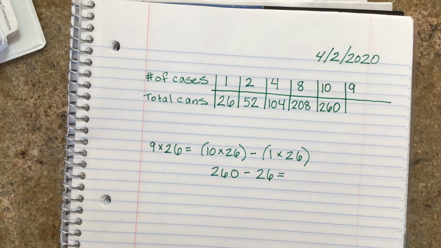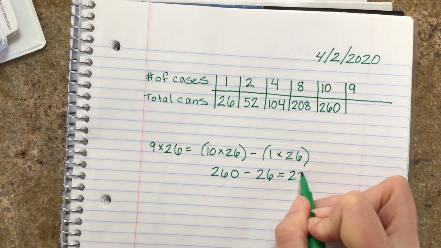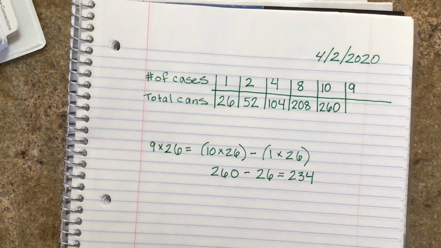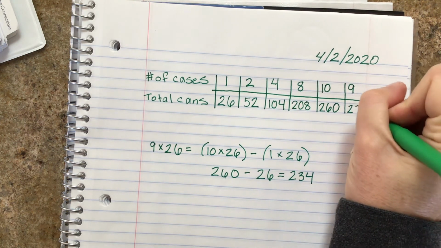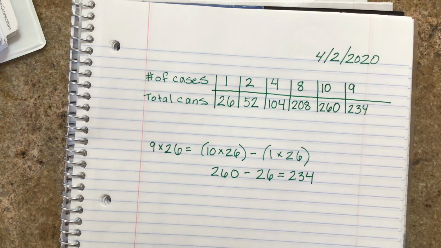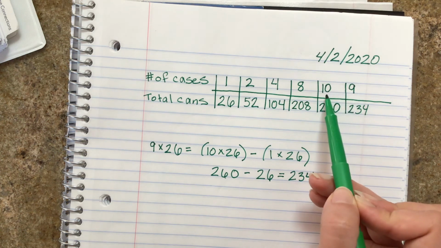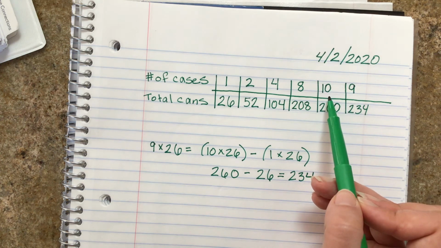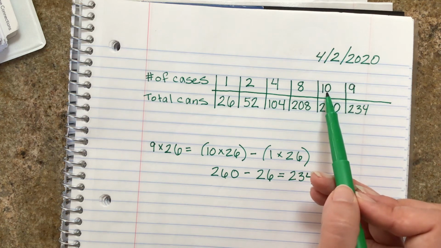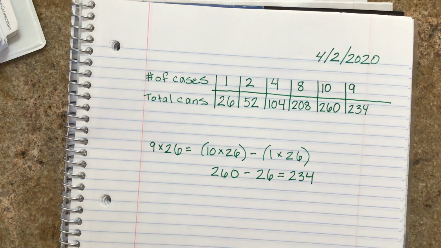Hopefully you got 234. So if you remember, this is what we call the over strategy, where we are finding an equation by solving a different equation first, by going over, because 10 is so much friendlier than 9.